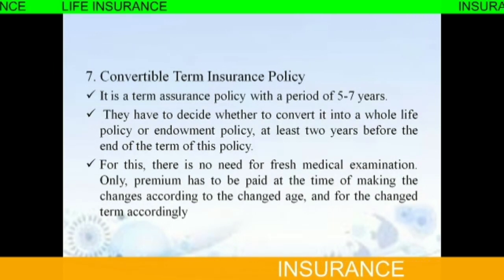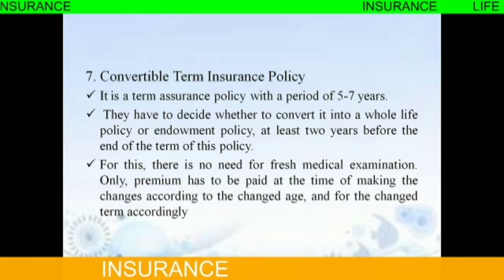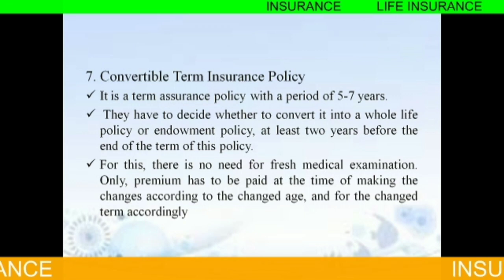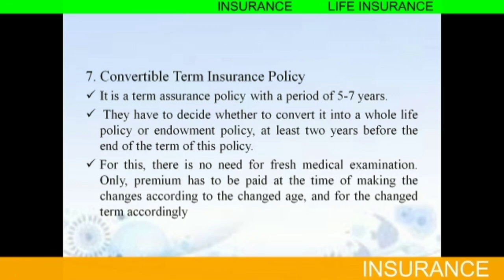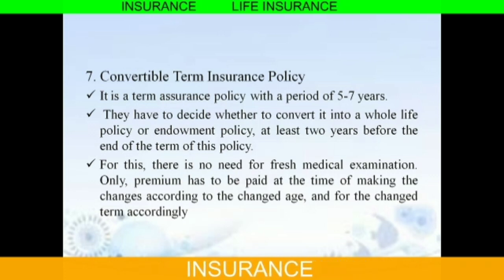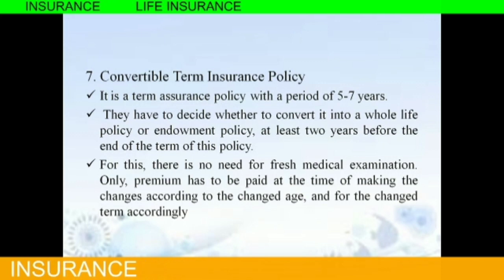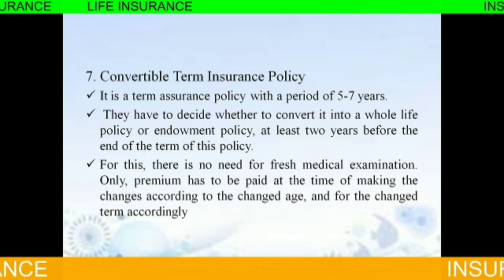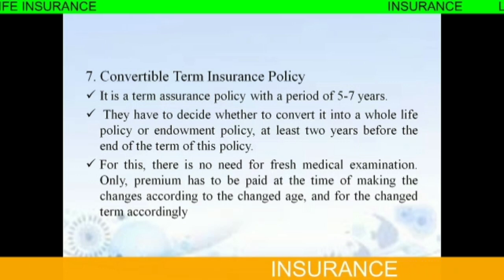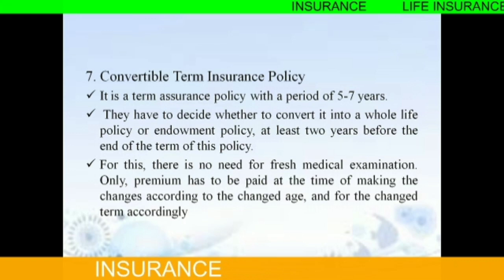And the seventh one is the convertible term insurance policy. It is a term insurance policy with a period of 5 to 7 years, and they have to decide whether they can convert into whole life policy or endowment policy. There is an option for conversion. It is 2 years before the end of this particular policy. So there is an option of conversion of this term policy into whole life policy or endowment policy.